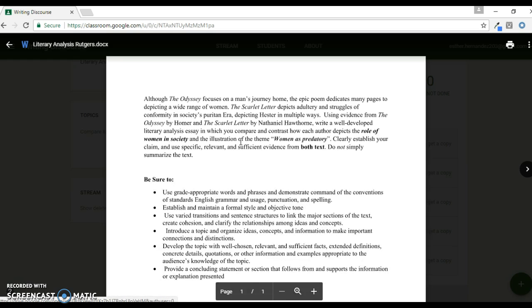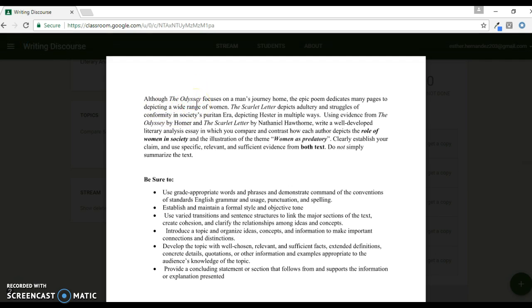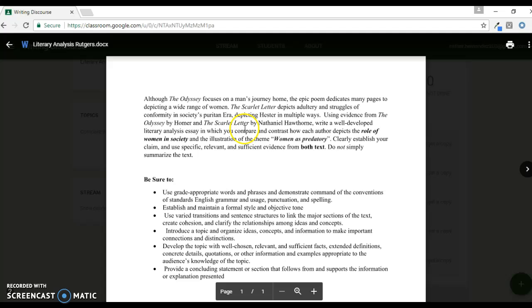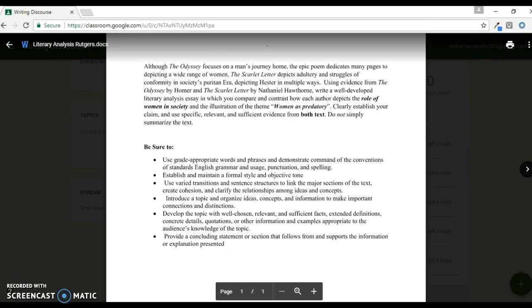This is for 11th grade English, so students are required to use the text The Odyssey, and a link to the Odyssey is available for the students on Google Classroom as well, and a link for the Scarlet Letter. And students have to compare and contrast the theme of women as predatory and the role of society in both the Scarlet Letter and the Odyssey. So here is their task.